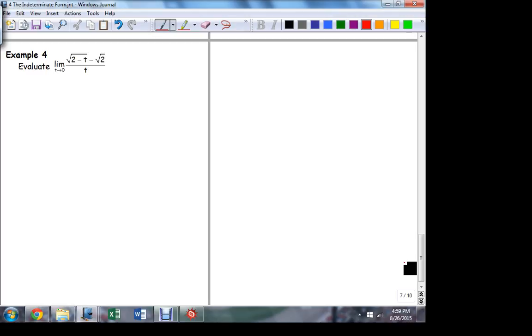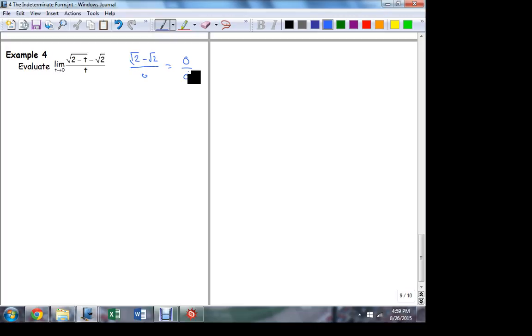Radical forms. Here's another algebraic trick that we're going to need in order to solve problems that involve indeterminate forms. Once again, this is indeterminate. If I replace t with 0, what do I end up with? Square root of 2 minus square root of 2 on top, 0 on the bottom. Once again, direct substitution gives me indeterminate form. Okay, but how do I go from there?